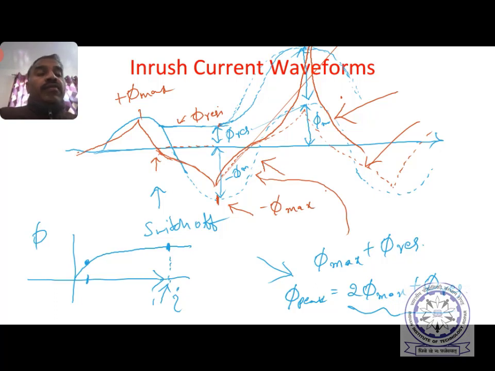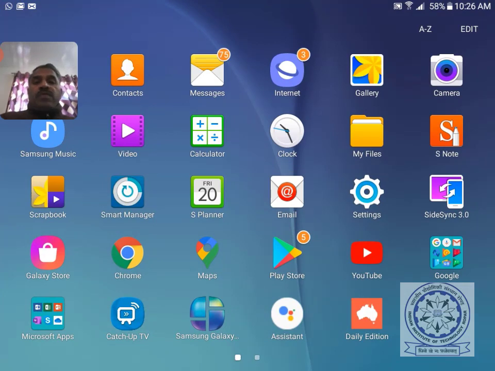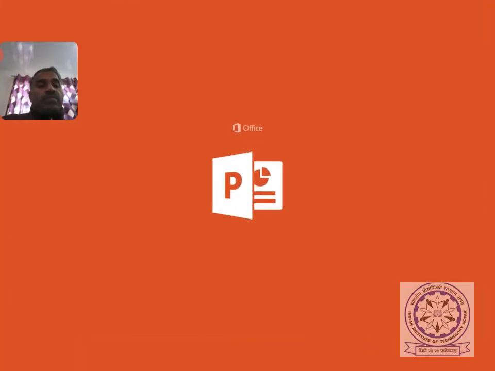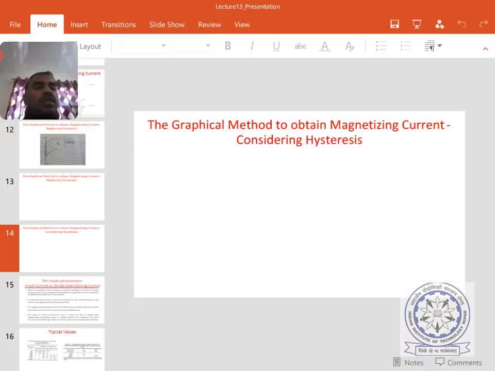Okay, now here one instance is shown where I have switched off the current at its current 0 when the flux reaches phi residual flux. What happened? The drawing has gone.